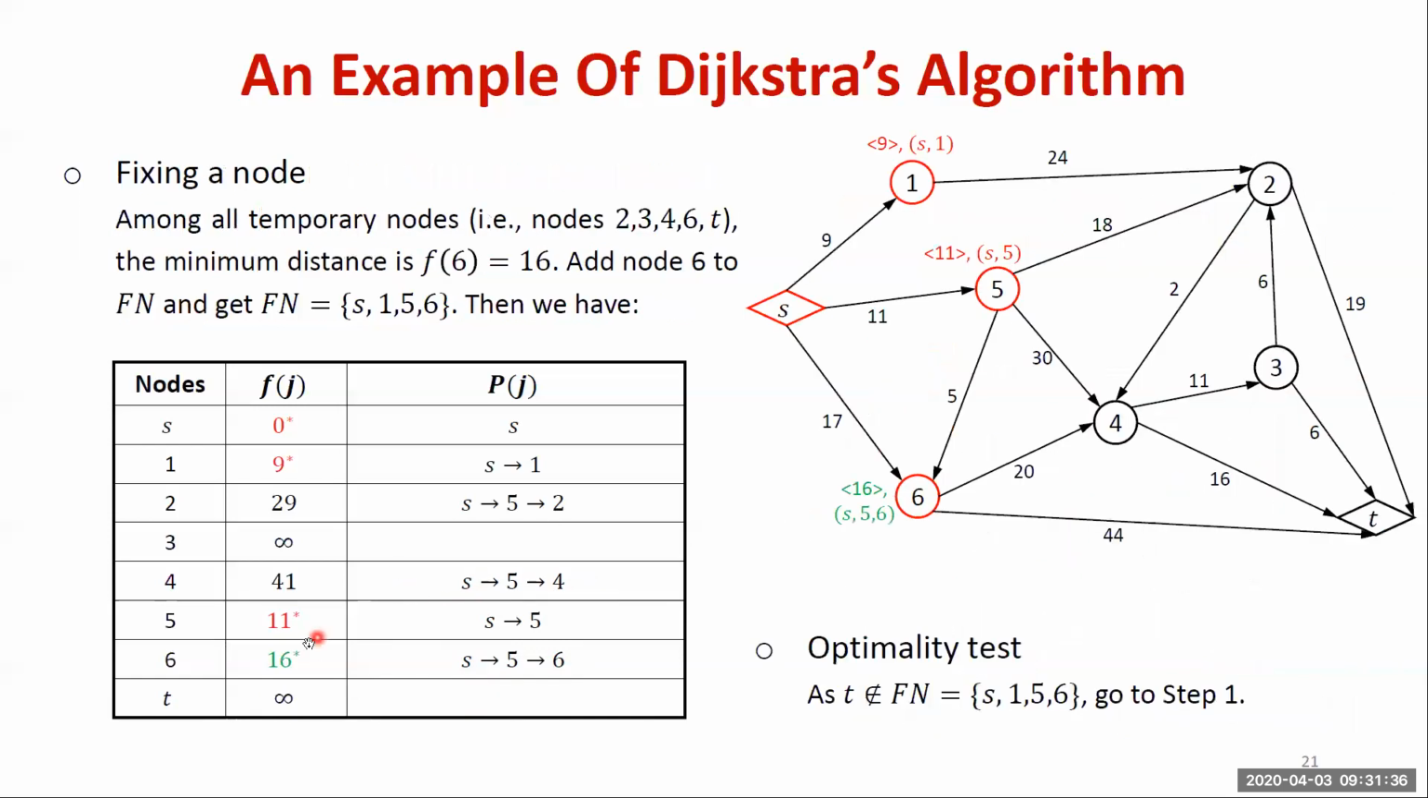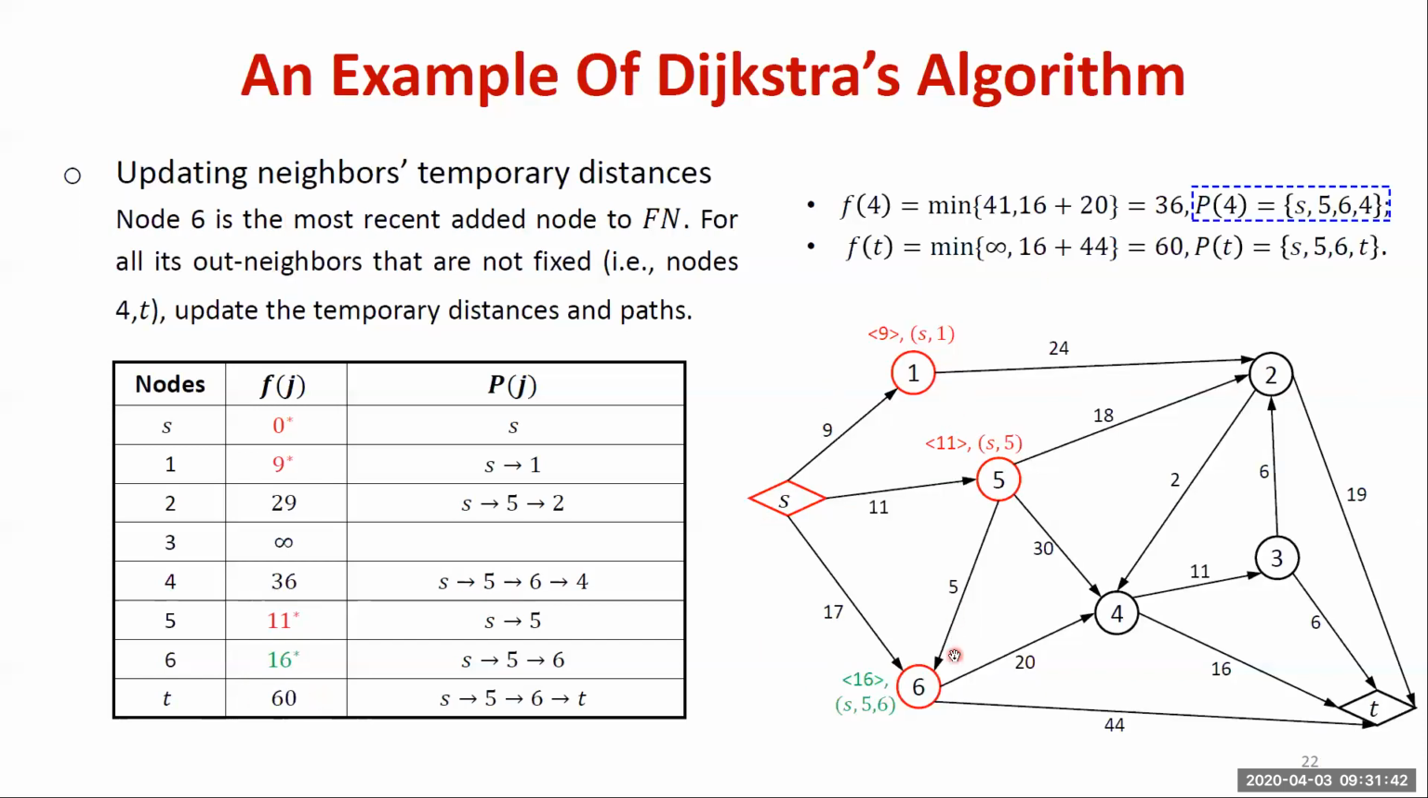Similar. In the previous iteration, the t distance is infinity. And here, I can go from 6 to t. What is the shortest distance from S to 6? It is 16. What is the direct distance from 6 to t? It's 44. So the new distance is going to be 16 plus 44 equal to 60, which is the minimum. So you have to update the t.